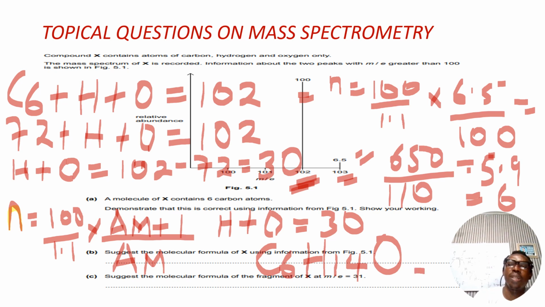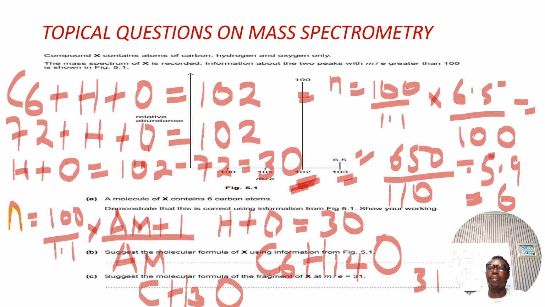Then suggest the molecular formula of the fragment of X at mass to charge ratio 31. The compound contains carbon, hydrogen, and oxygen. Carbon is 12, so we take one atom of carbon, then 31 minus 12 leaves us with 19. If we assign 16 to oxygen, we're left with 3. So we have 3 atoms of hydrogen and 1 atom of oxygen. It's as simple as A, B, C. So the molecular formula of the fragment of X at mass to charge ratio 31 is CH3O.